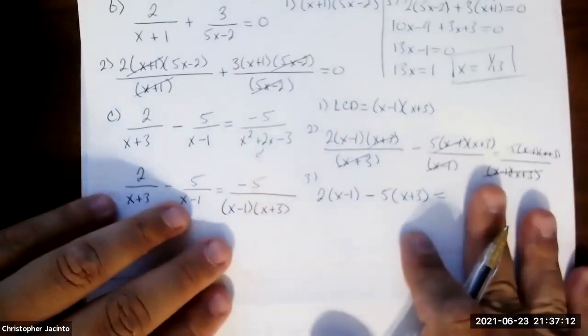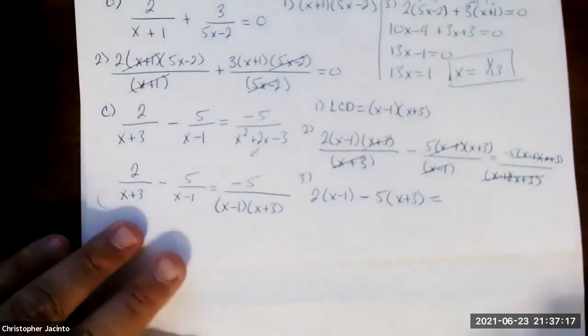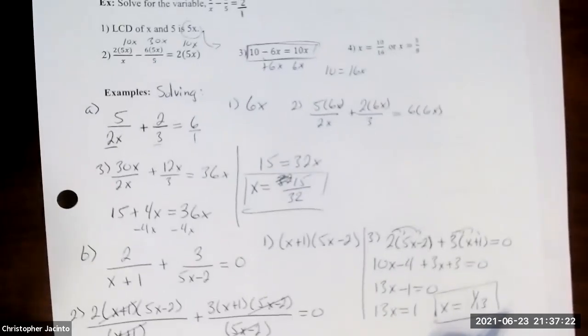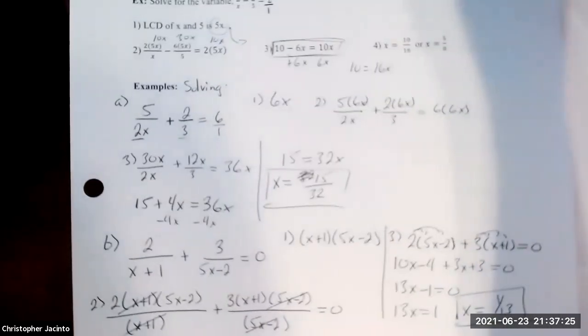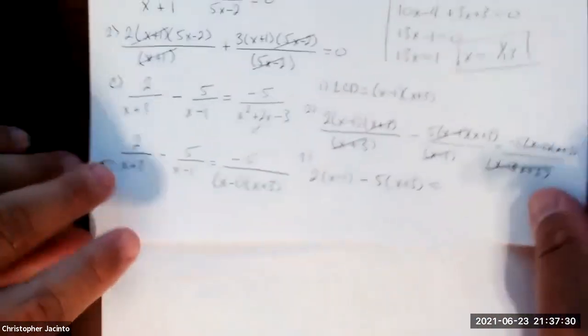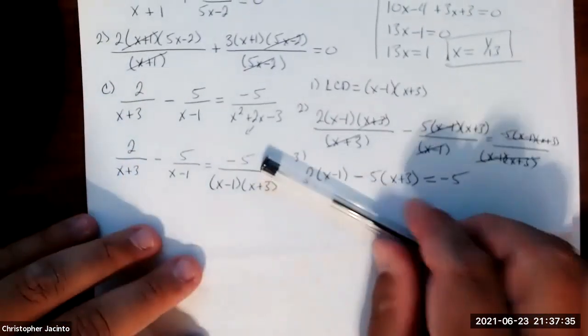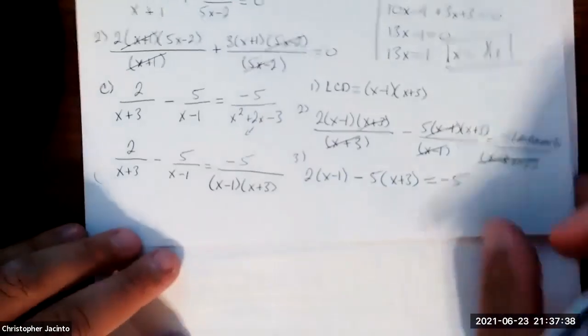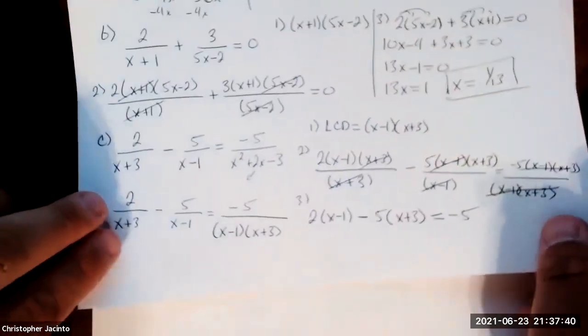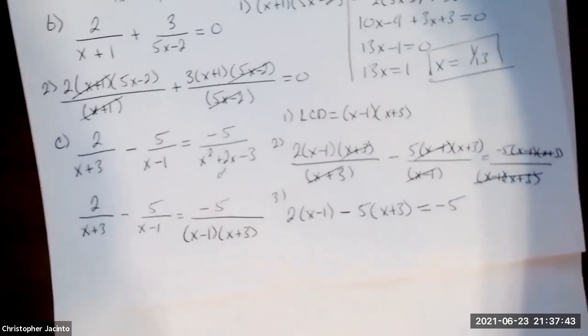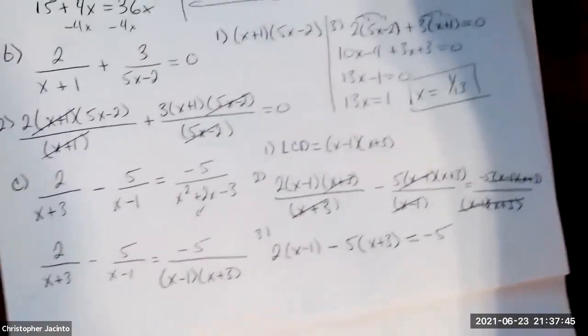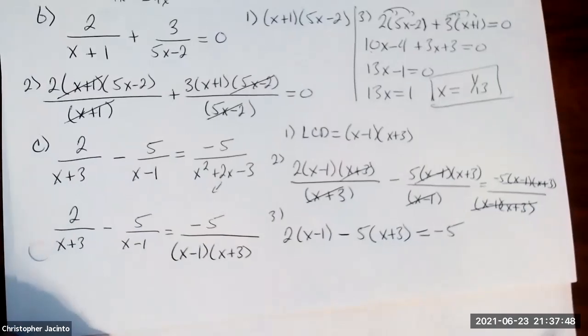And this whole thing equals, it can't focus nicely. So it should be -5. So focus. There we go. Okay.